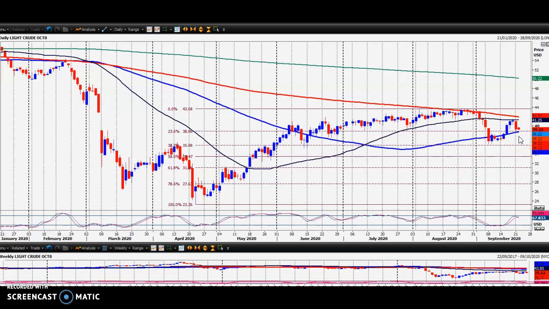I think that's all I can say on oil. The short-term charts are just a mess and not giving me really any information at all. Those are the levels that I would watch in oil.